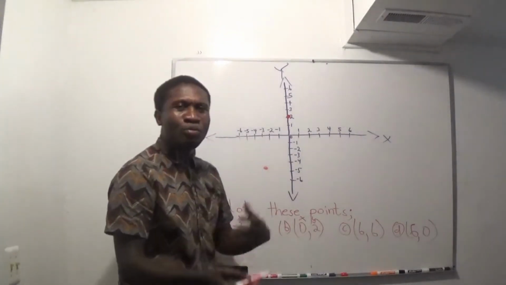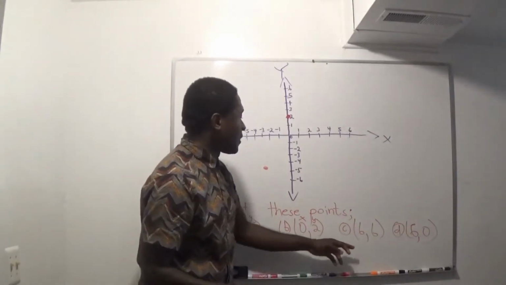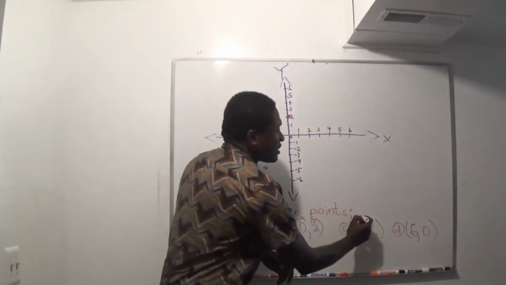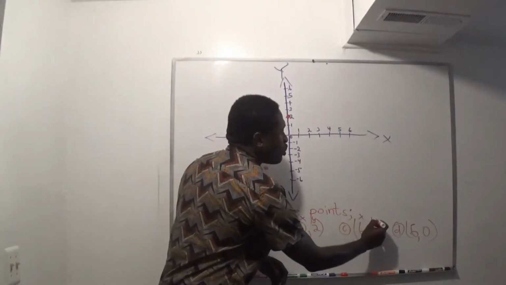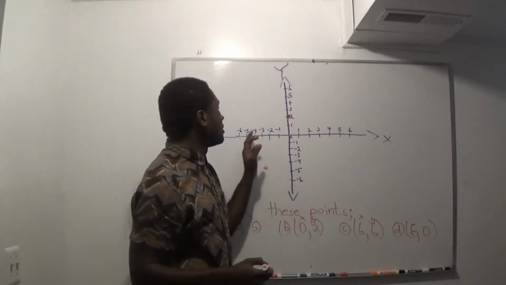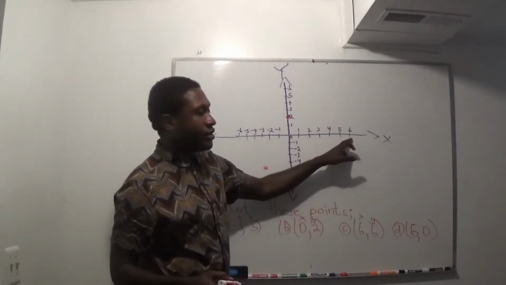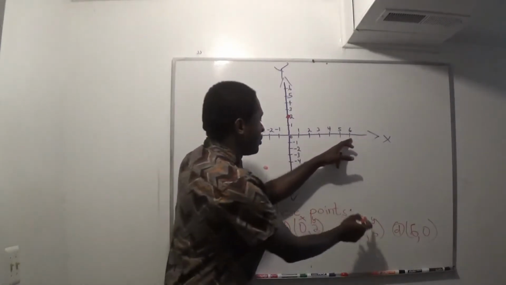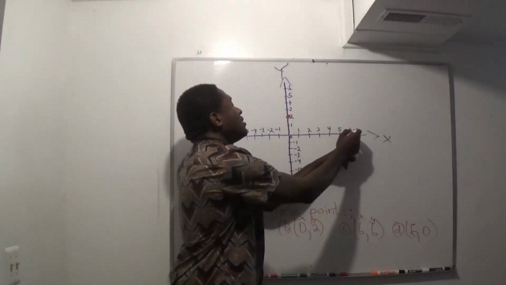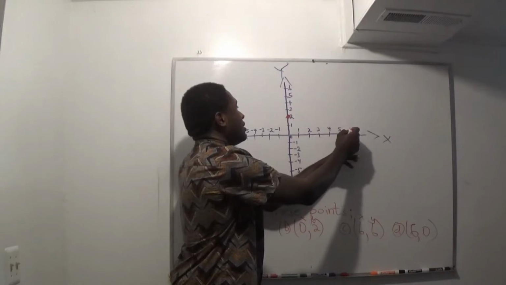What about that one? Let's just do more so you can really know how to do this. So this is 6, 6, right? So again, the first number is your x, second number is your y. So on the x, we're going to look for 6. That is your 6 right here. And then you're going to look for y, 6 on the y. So at 6, positive 6 on the y.